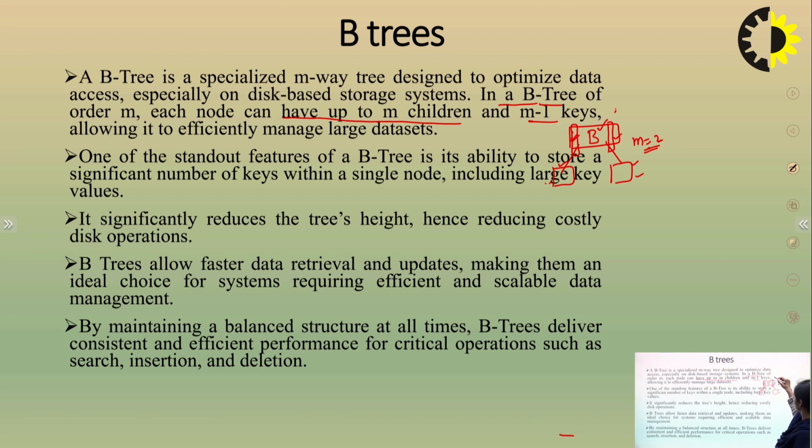Here we can see only one key. It means 2 minus 1 equals 1 key. This is the meaning of this statement. Suppose we have a single key, then there will be 2 children. If there are 2 children, it means there will be exactly 1 key, like this. Because the left pointer will store the address of the left child and the right pointer will store the address of the right child.